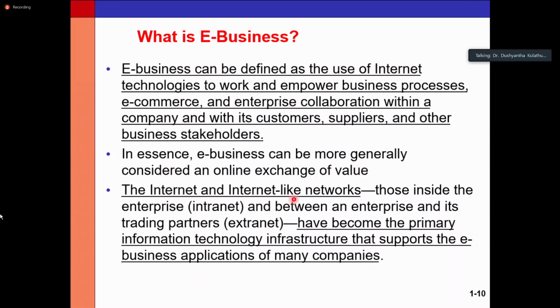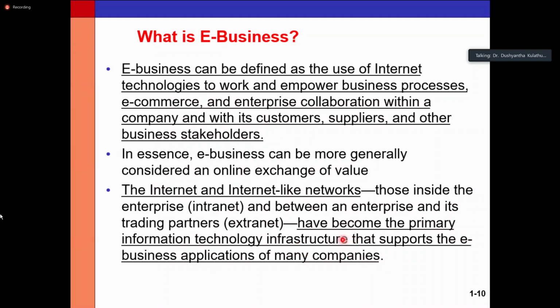The internet and internet-like networks. We will be relying on the internet, and also on some other networks which look like the internet. Here it says these networks, the internet and internet-like networks, have become the primary information technology infrastructure that supports the e-business applications of many companies.